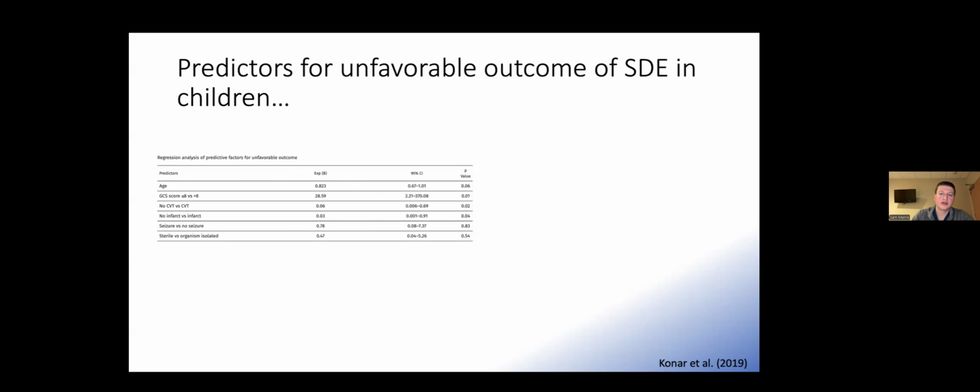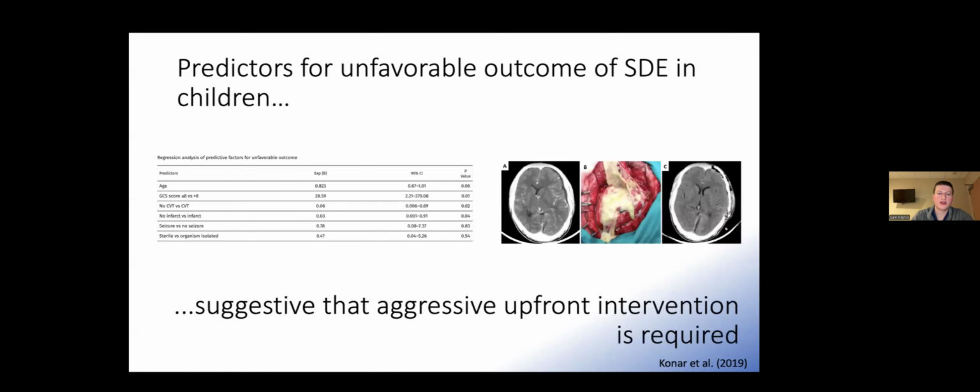In looking at predictors for an unfavorable outcome in subdural empyema, a couple of factors are noted. One being a low GCS of less than 8, another one being the presence of cortical venous thrombosis as well as infarct. These are all significantly associated with unfavorable outcome. And the takeaway from that is that upfront aggressive intervention is required, that we should not wait for these patients to decline or even develop a small cortical thrombus, because by that point, their fate and negative outcome may already be determined.